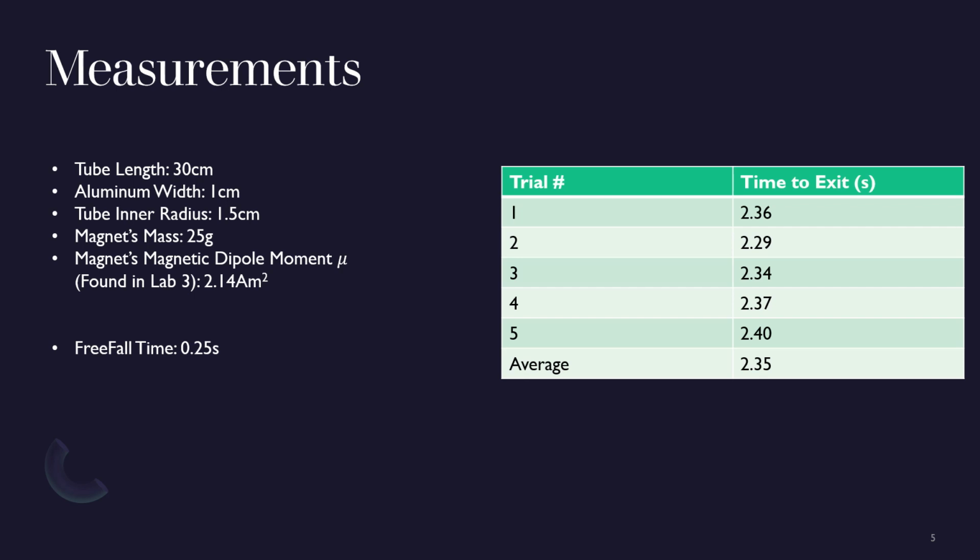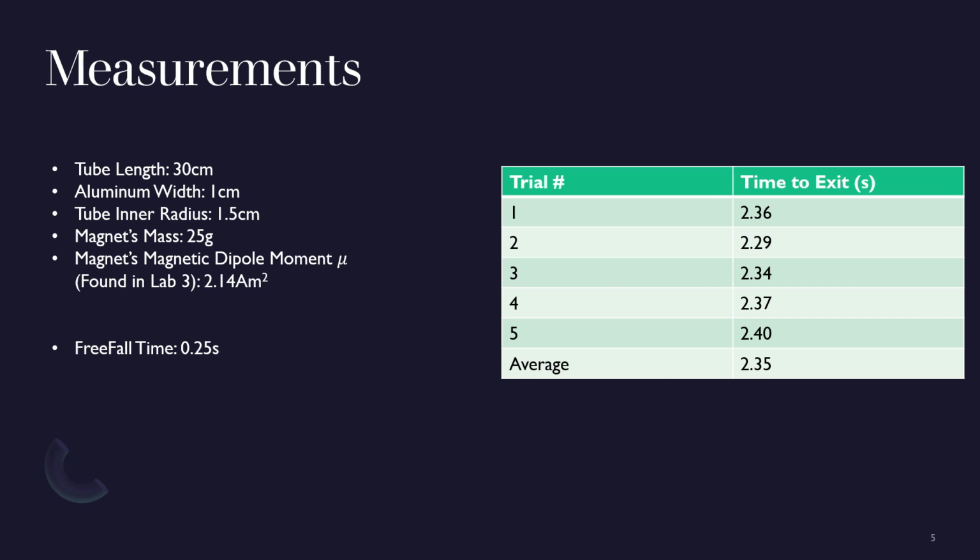These are the values found experimentally during the lab. Aluminum width refers to the width of the layers of aluminum surrounding the cardboard tube, while inner radius refers to the radius of the cardboard tube itself. The value of mu used for the computational model was found during Lab 3.